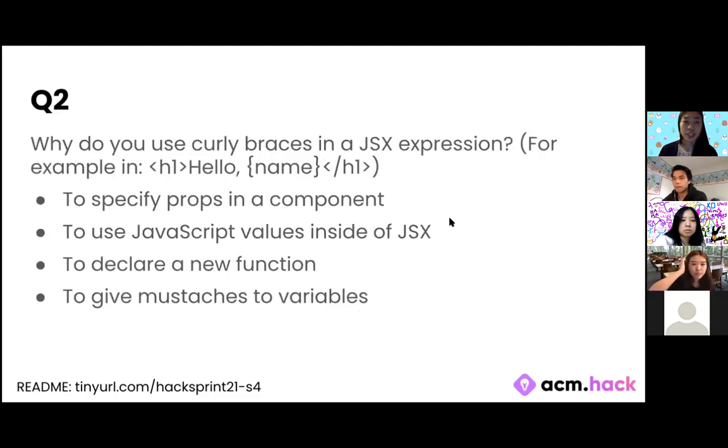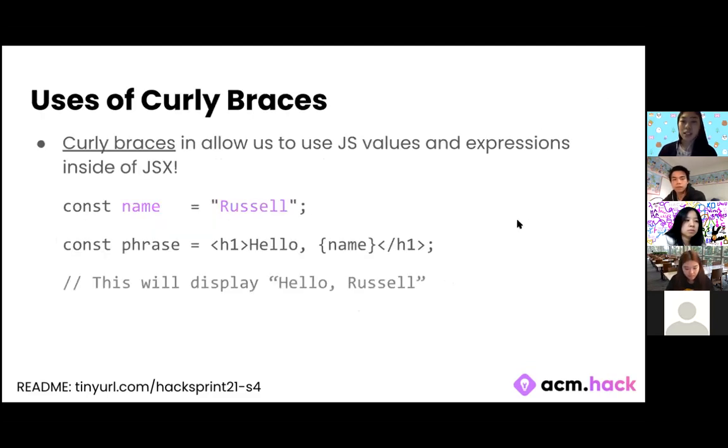Okay, next for question 2. What do you use the curly braces for in a JSX expression? And this is B, to use JavaScript values inside of JSX. I think in the previous workshops, it's a little confusing what the curly braces are for. The use that was in the question is to use a JavaScript value inside of JSX. So JSX is what you see with the angle brackets.